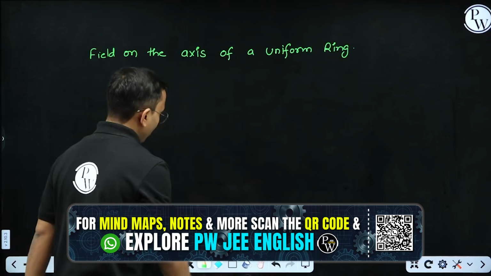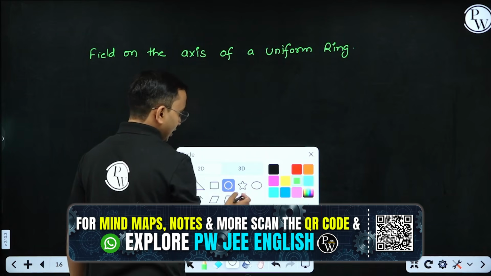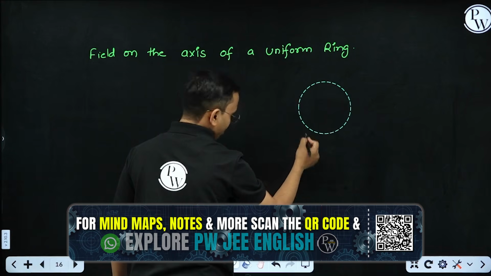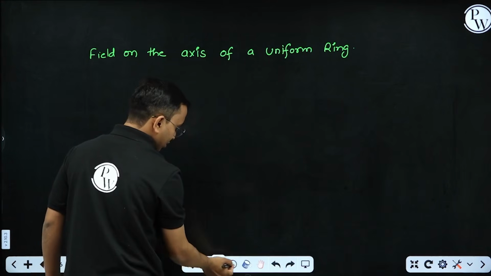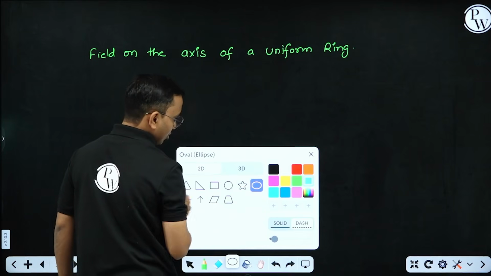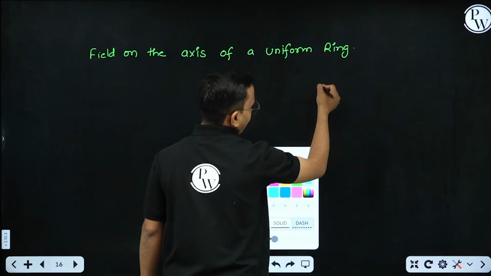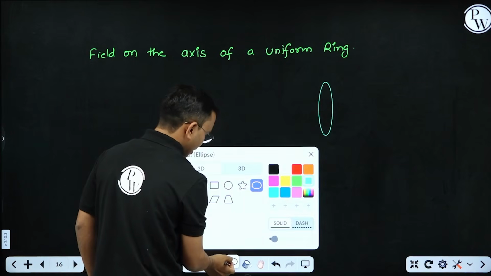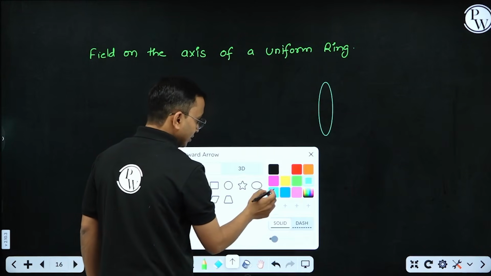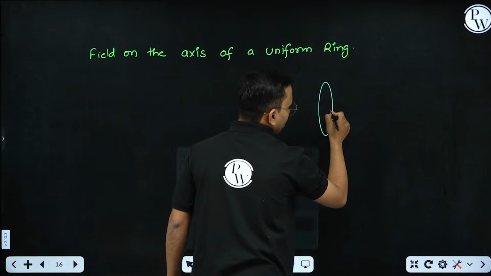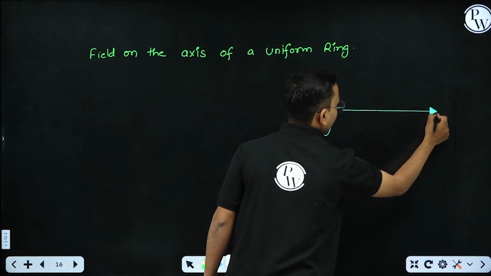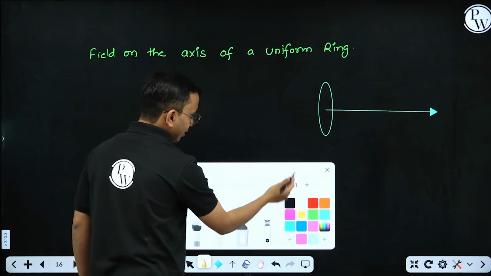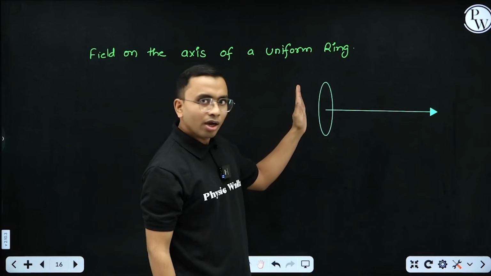Okay, so I am having a uniform ring. Let us draw that. Not this shape, this shape, with a solid line. And let us draw the axis also. Consider that this is my ring, and this ring is placed in the YZ plane.